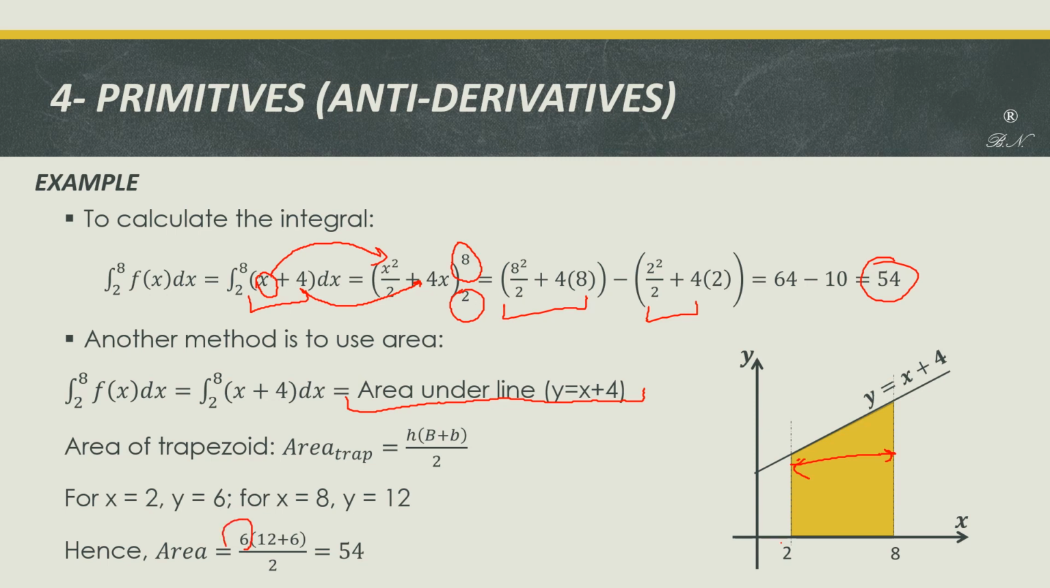However, if you want to calculate the bases, the small base is the value of y for x equal to 2, and the large base is y for x equal to 8. X equals 2, y is 6, x equals 8, y is 12. Now, replacing all these values, we get exactly the same result. When you calculate primitives, you simply calculate areas. Choose the easier and apply it. That's it.